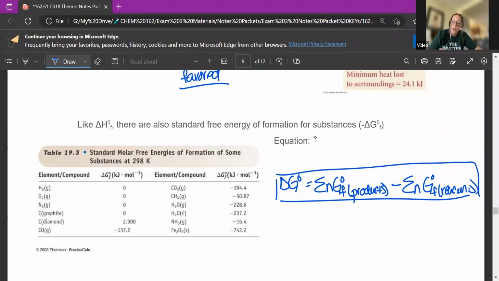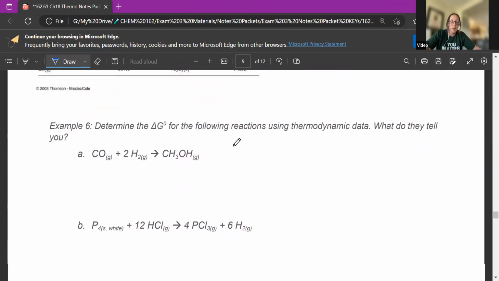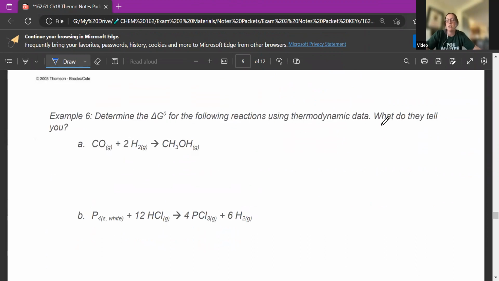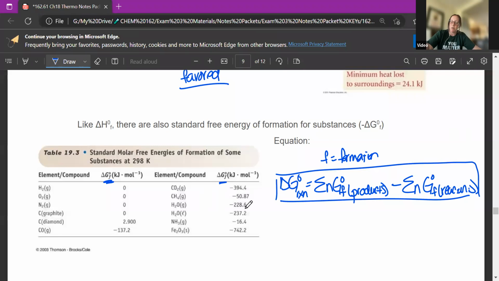Okay, so if I look up delta G, notice these are delta G f's. That means formation. Okay, so that's essentially the spontaneity of creating something from its pure elements. We talked about this in 161 with delta H, that delta H f, delta H formation, is the amount of enthalpy associated with creating something from its pure elements. Delta G is the spontaneity of that reaction from its pure elements. Okay, so you can look these up and then we can calculate delta G for a reaction. So in example number 6, I want you to determine delta G for the following reactions using thermodynamic data.